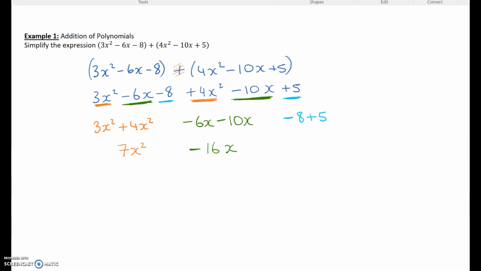And then for the ordinary numbers, negative 8 plus 5, these two have different signs, so it's subtraction. Different signs are going to be subtraction, so it's going to be 5 from 8 is 3. And we're going to use the sign of the bigger number. Well, 8's bigger than 5, and 8 had a minus, so this is going to be minus. Now, there are no more like terms. We've got a 7x squared, we've got a negative 16x, we've got negative 3. We're now just going to put those together. So 7x squared minus 16x minus 3.